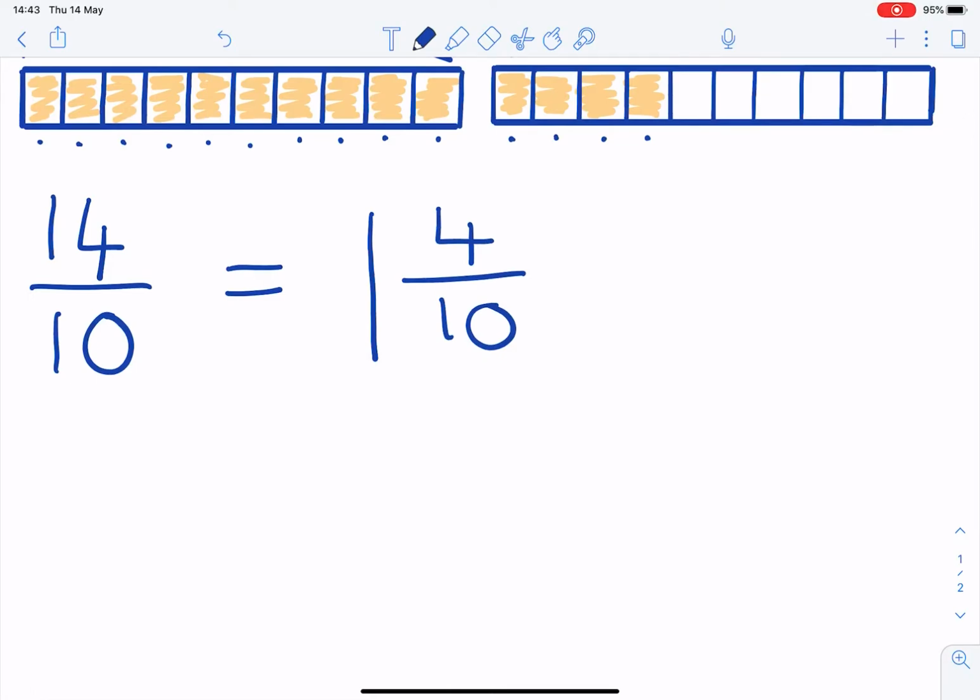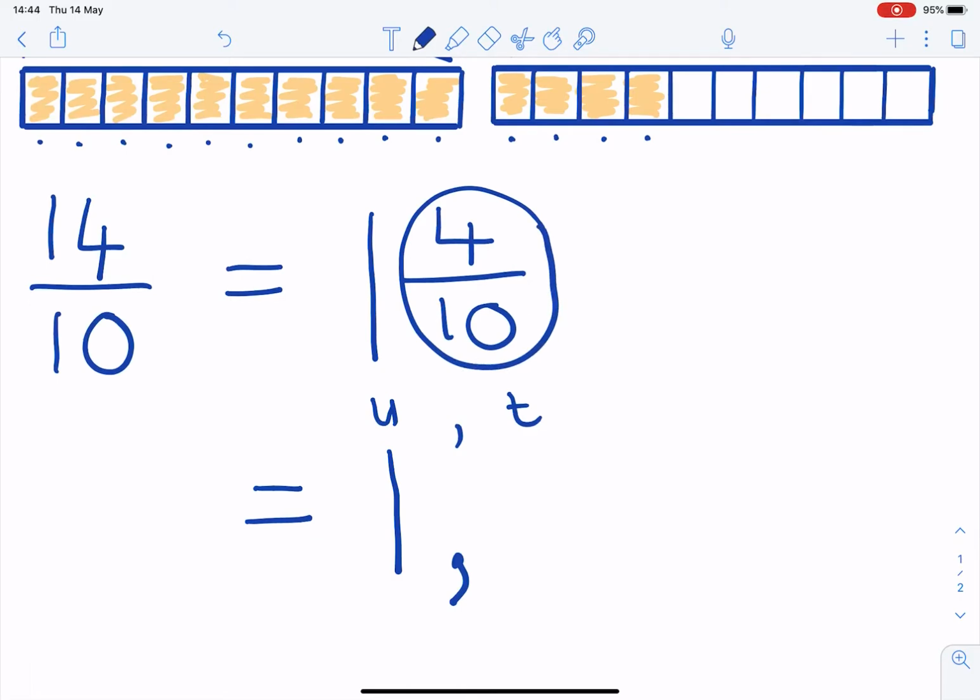So, we have 1 whole. And remember, the decimal comma separates the whole numbers from the fractions. So the 1 whole is in the units column. What will go in the tenths column? How many tenths are there? There are 4 tenths.